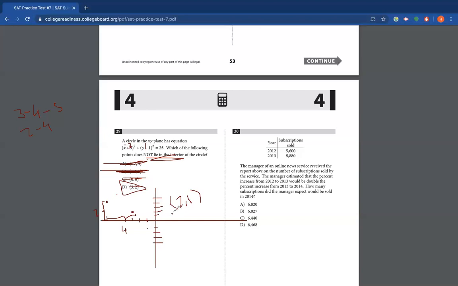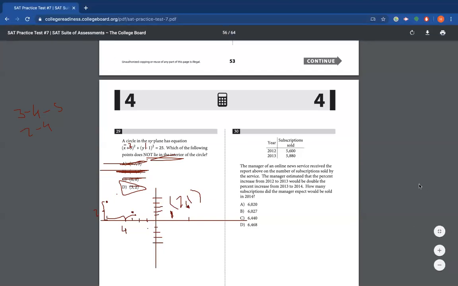Because if you see, this is the farthest it could go, but they're giving us a point over here. So that's why it's going to be D. It does not lie in the circle. Did you see that? Did you get that?